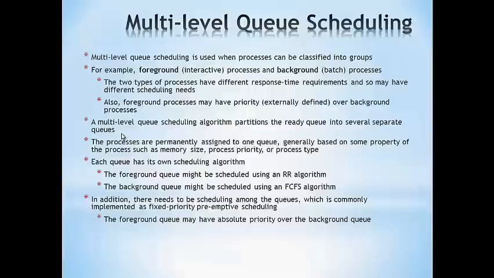So basically in the multi-level queue scheduling algorithm, we partition the ready queue into several separate queues, and then all processes are assigned to one queue based on some property of the processes such as memory size, process priority or process type.